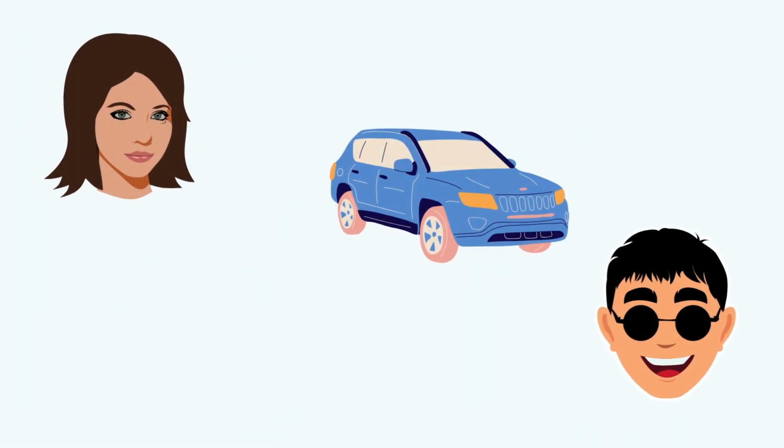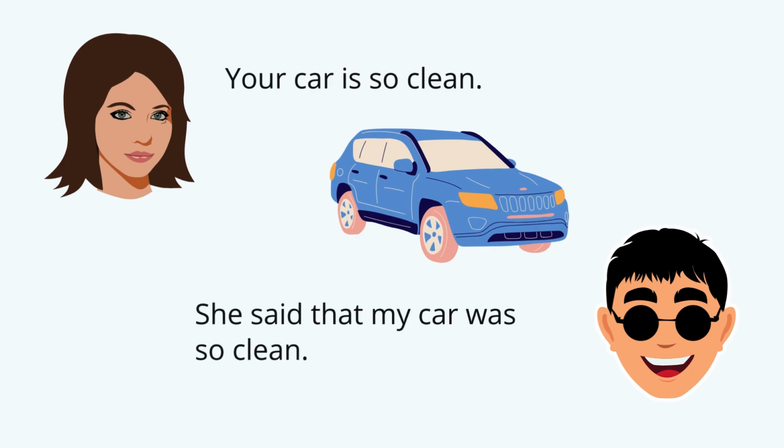Let's look at another example. Here is our direct speech sentence: "Your car is so clean." Notice it's in the present simple tense. Here is our reported speech sentence: "She said that my car was so clean." Again, we use the phrase "said that," and we change the verb form to the past simple tense.